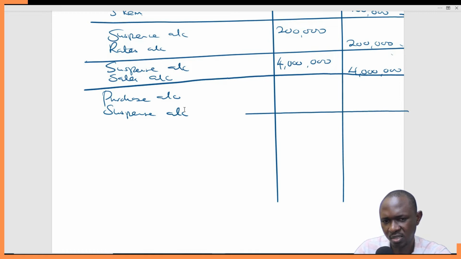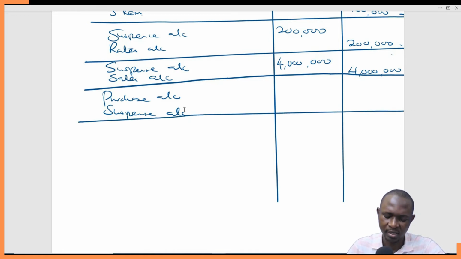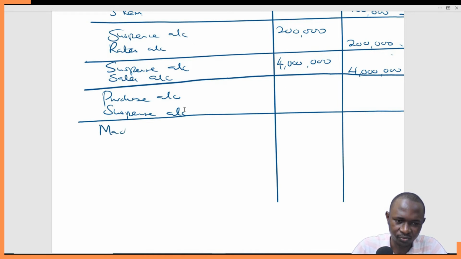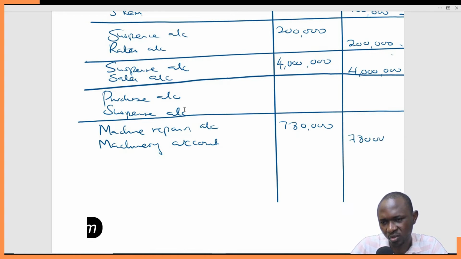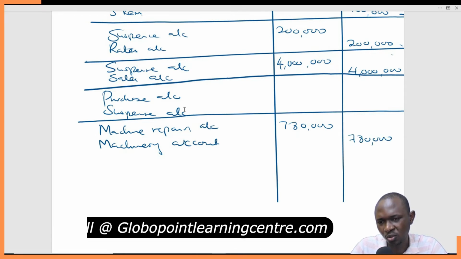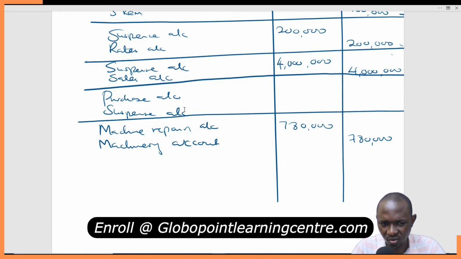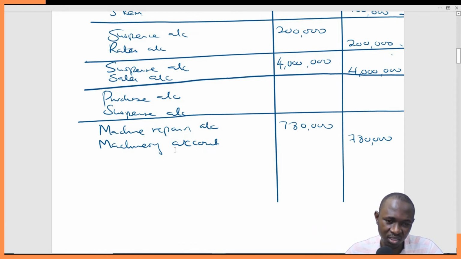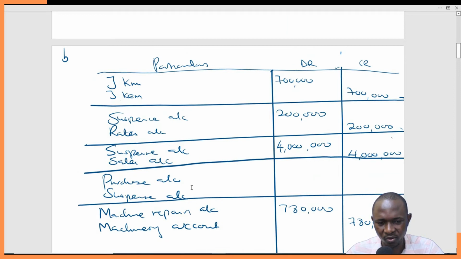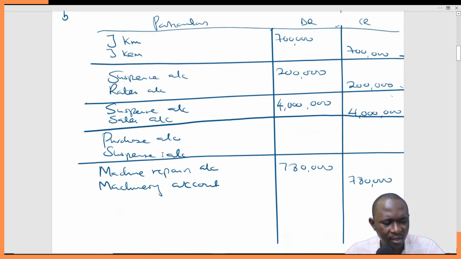So we'll say debit machine repairs account, 780,000, and credit machinery account, 780,000. So it had been posted on the machinery account, so we are crediting it so that you can reverse the transaction, and then we post it to the right account, which is machine repairs account. Machine repairs is an expense, machinery account is an asset.